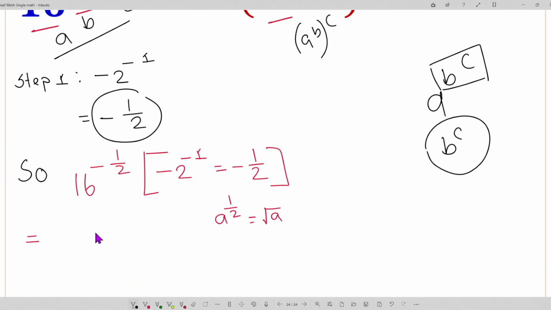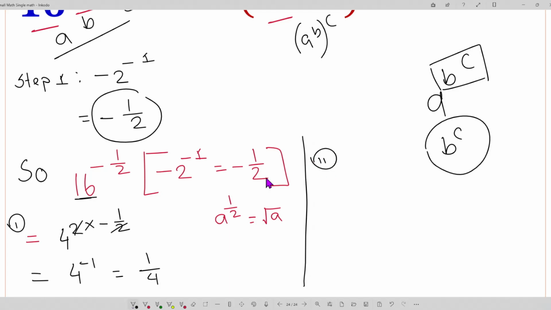So we can solve this one two ways. One way, we can make this number a power. This 16 we can write as 4 square, then times minus 1 by 2. This 2 and 2 cancel out. So here it is 4 to the power minus 1, which is 1 by 4.